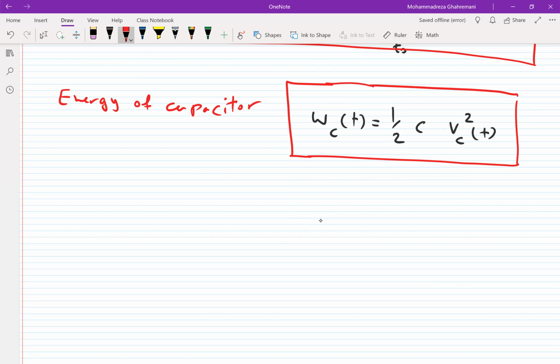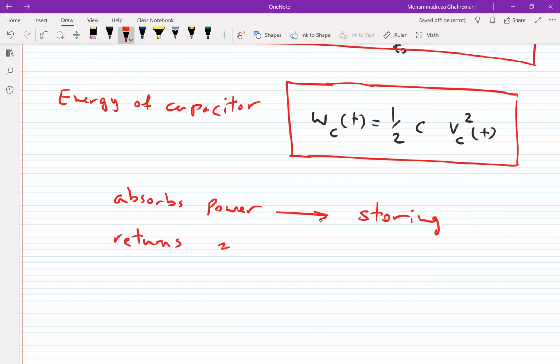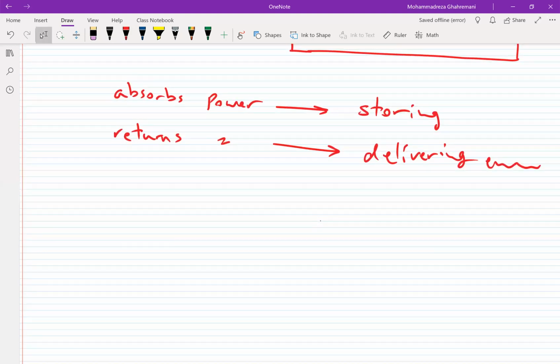So it absorbs power when storing energy, and it delivers power, or returns the power, when delivering energy.